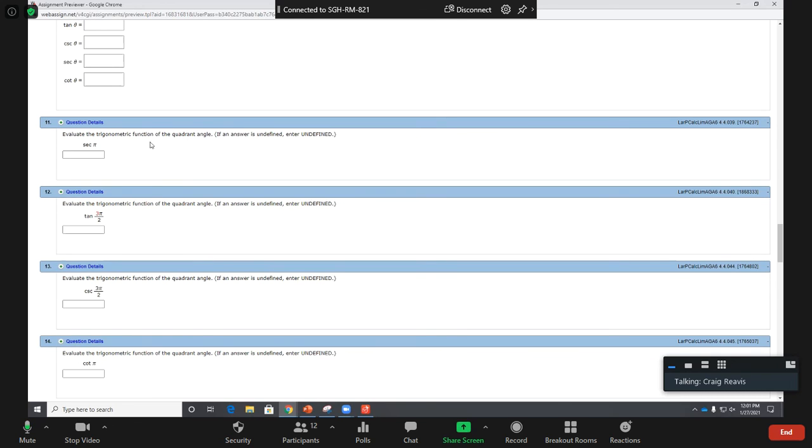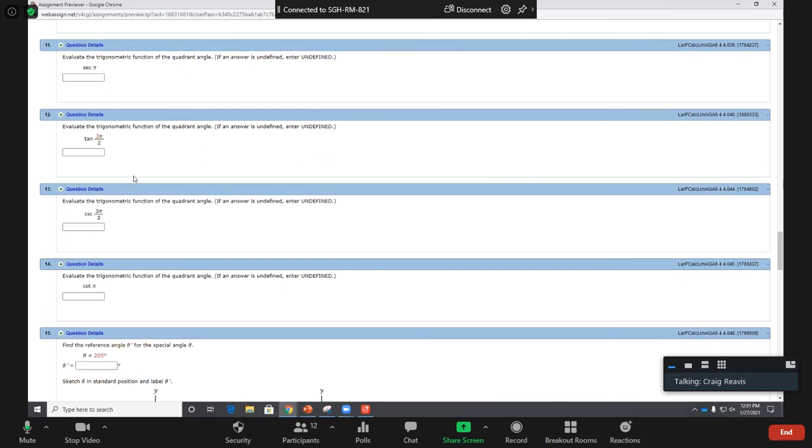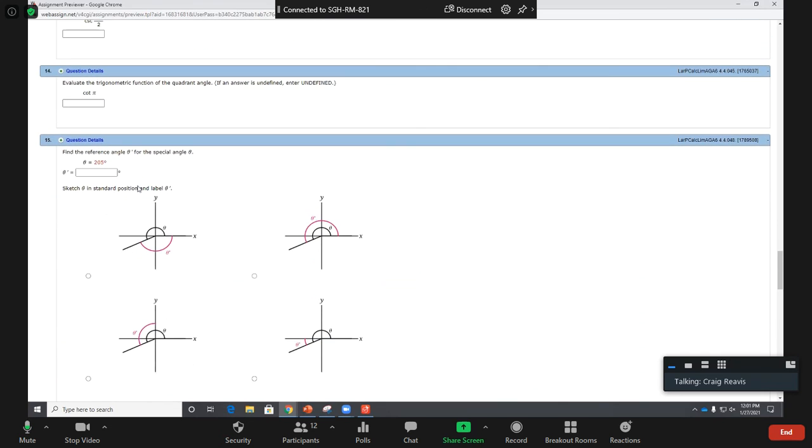Evaluate the trig function at the angle. So secant of pi, we go to pi on our unit circle. Secant is the reciprocal of cosine. Cosine is -1. So when you flip that around and invert it, the secant is -1. So that's what it's wanting you to do there. All that is off your work.